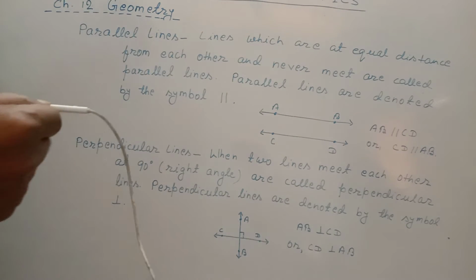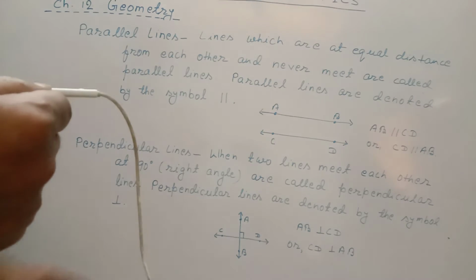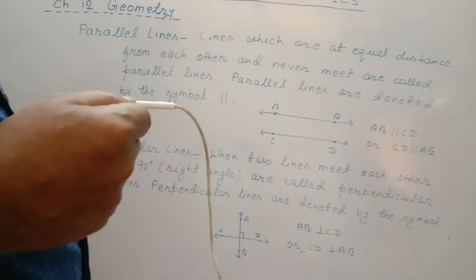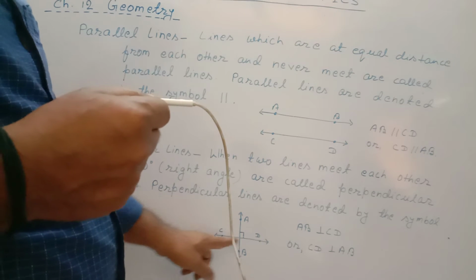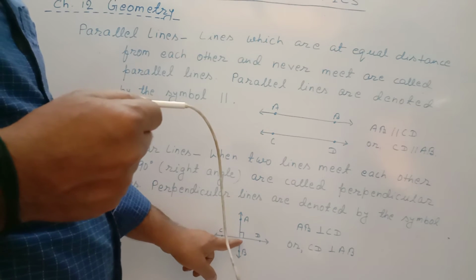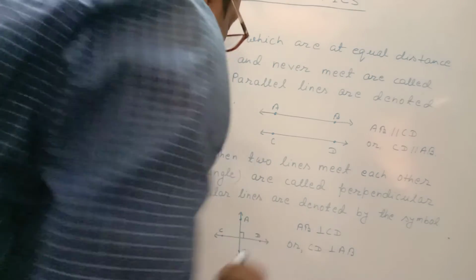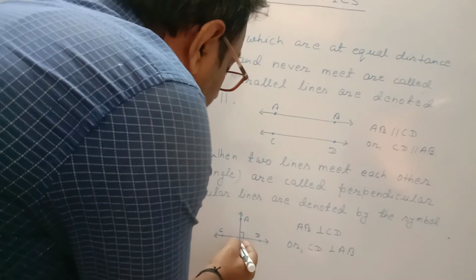And perpendicular lines, when two lines meet each other at a 90 degree. Here are two lines AB and CD. These two lines are meeting at 90 degree at this point O. We can give this name as O. Here is O, this point.